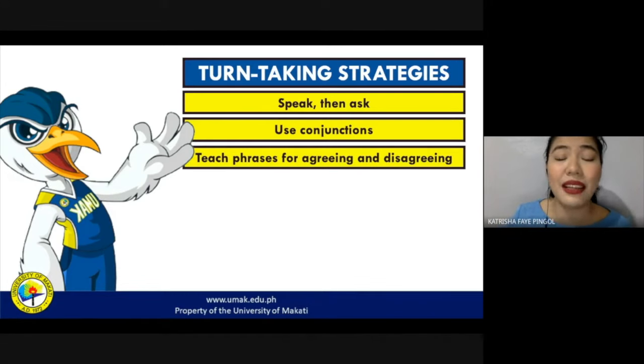Another strategy that we can use in order to do effective turn taking is whenever we teach or at least understand phrases for agreeing and disagreeing. What are some of the typical phrases that we use when we agree? We say, yes, of course, that's it. And when we disagree, I don't think that's the case. Phrases like that would help you identify when it is the right time to talk or when it is the right time to stop talking and give chance to other communicators.